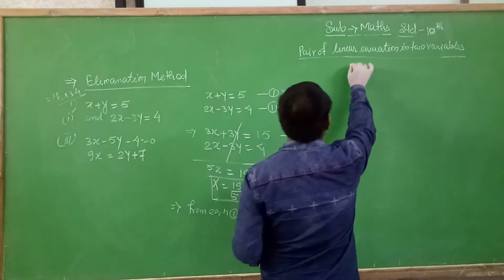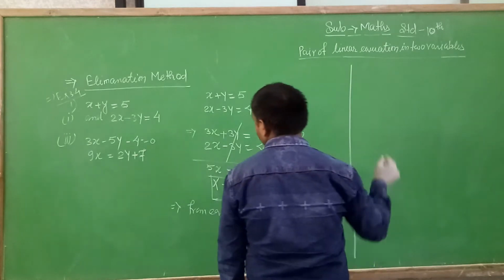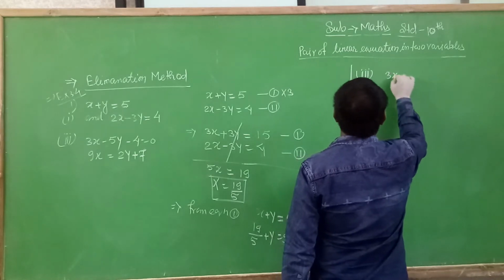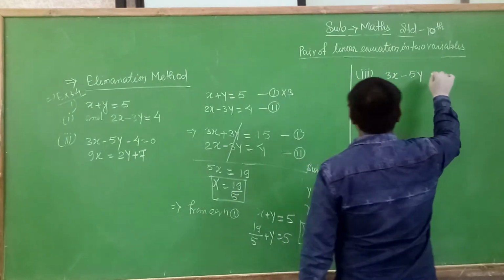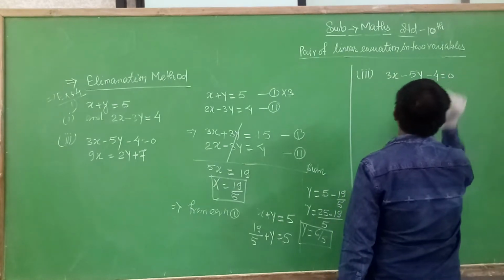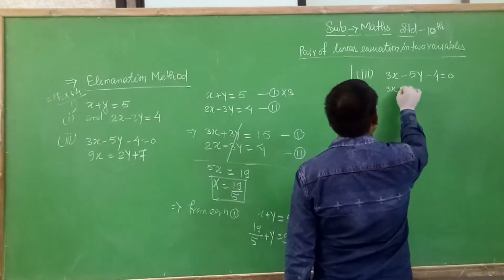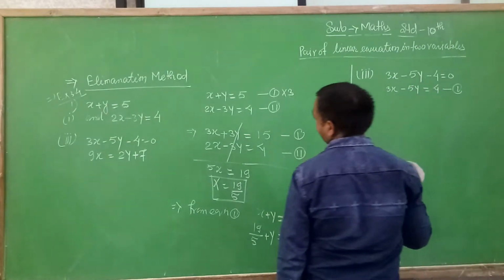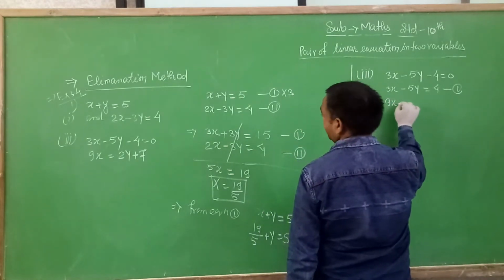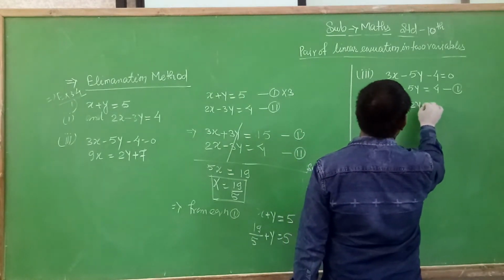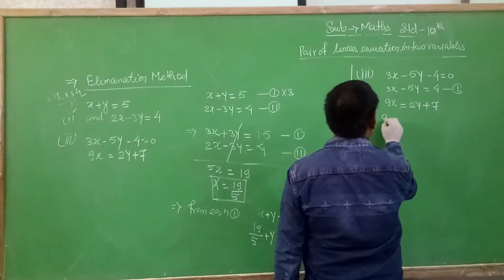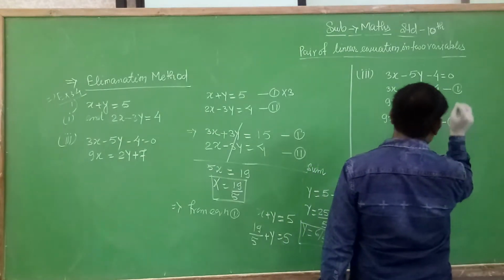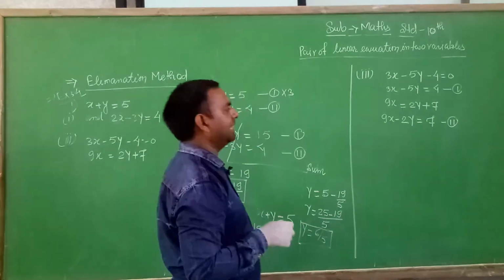Question number 3 is given that 3x minus 5y minus 4 is equal to 0. You can also write it like this: 3x minus 5y is equal to 4. This is equation number first. In the second equation, 9x is equal to 2y plus 7. Therefore, 9x minus 2y is equal to 7. This is equation number second. So equations number 1 and 2 are given.